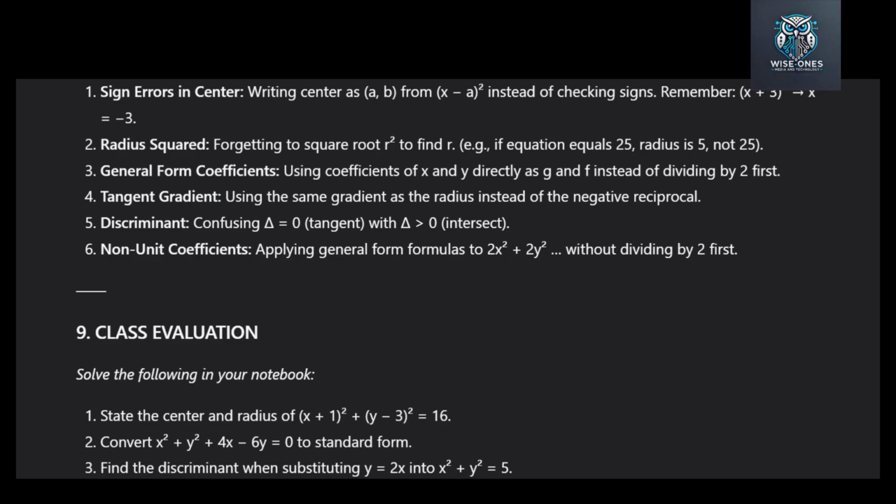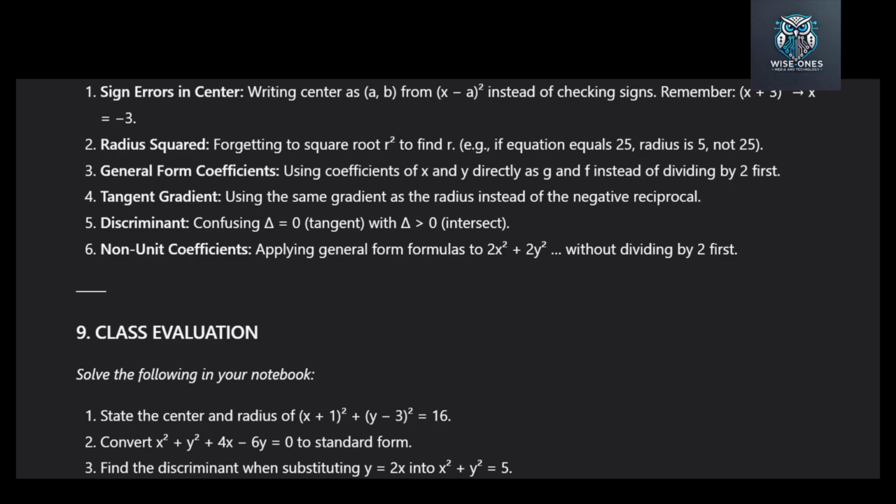Mistake number 5, discriminant. Confusing delta equals 0, which is tangent, with delta greater than 0, which is intercept. Delta equals 0 means 1 point. Delta greater than 0 means 2 points.